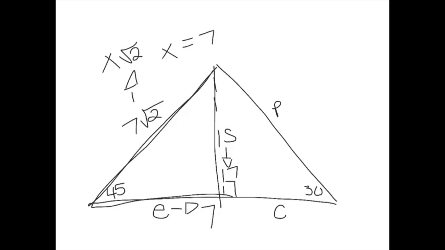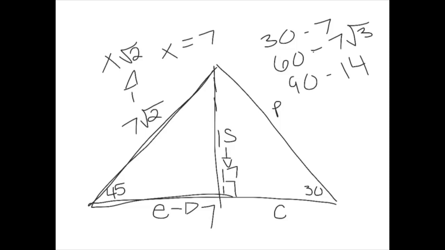Onto the 30, 60, 90 triangle. Let's make a little chart to make things easier. Since 7 is across from 30, c would have to be 7 radical 3, and p would have to be 14. Since c is x radical 3, and p is 2x, and s is x.